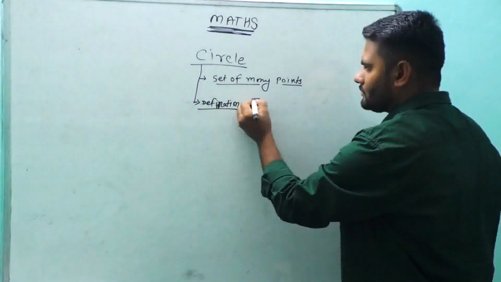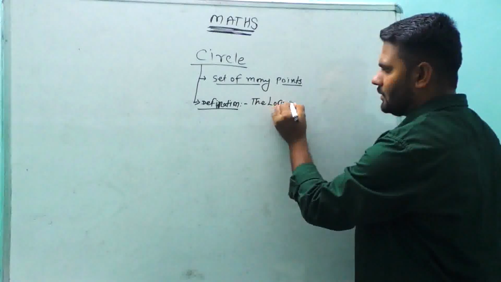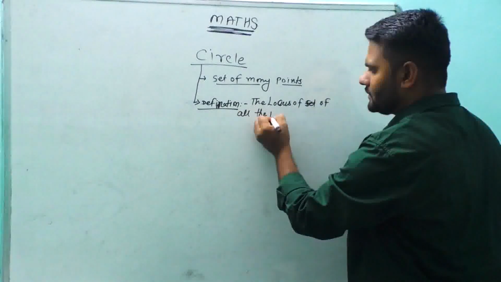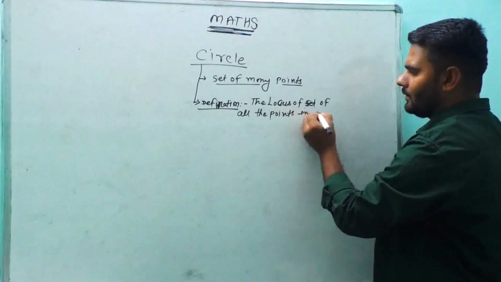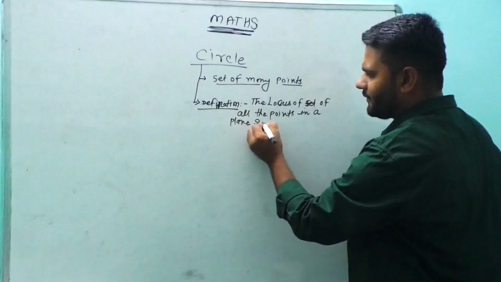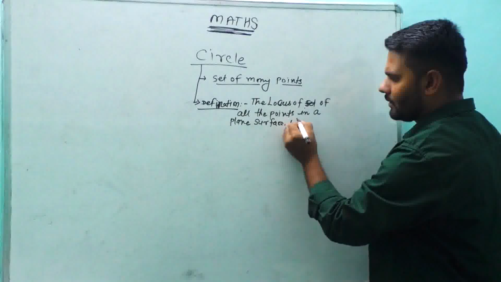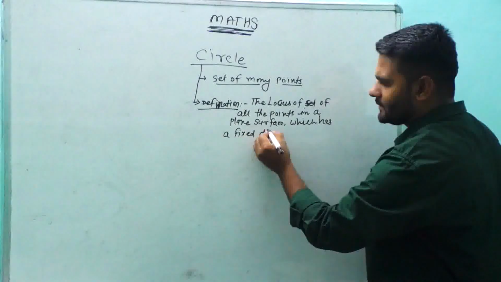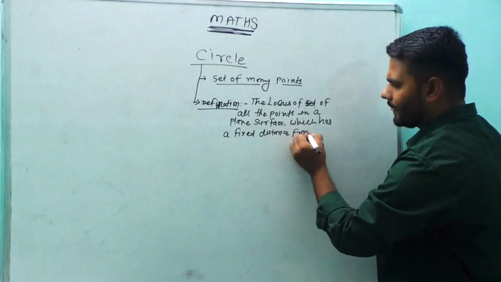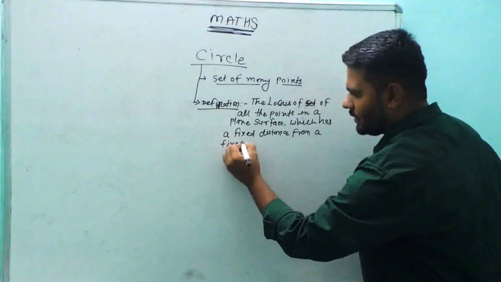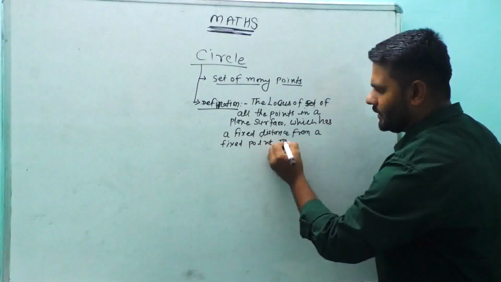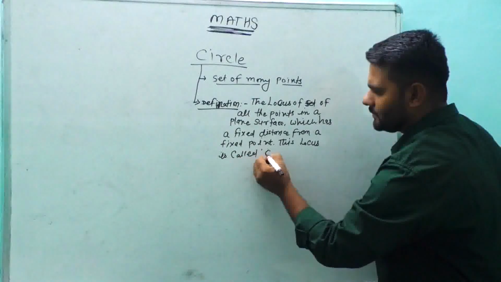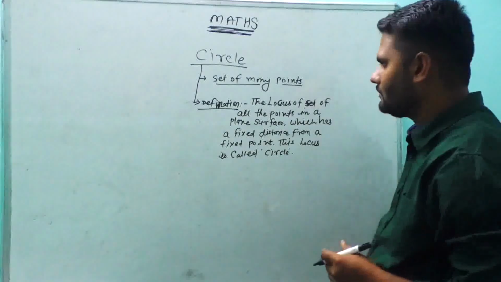we can say that the locus of the set of all the points in a plane surface which has a fixed distance from a fixed point. This locus is called a circle. Okay.